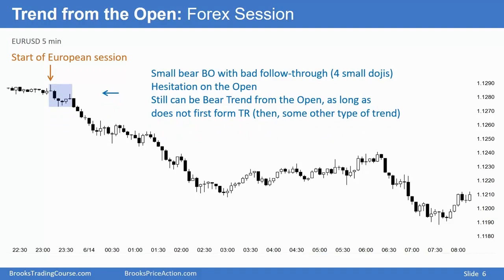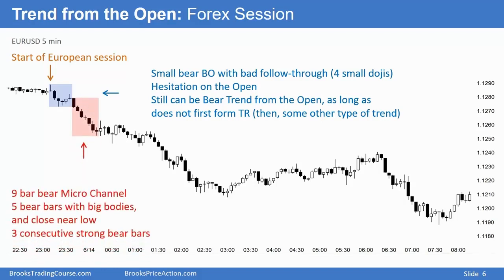If I were to use the phrase trend from the open in this market, I would call this a trend from the open bear trend. And it's still trending down from the open, even though it's sideways. And then it's starting to enter a tight bear channel, a much stronger bear trend, a breakout on a higher time frame chart.